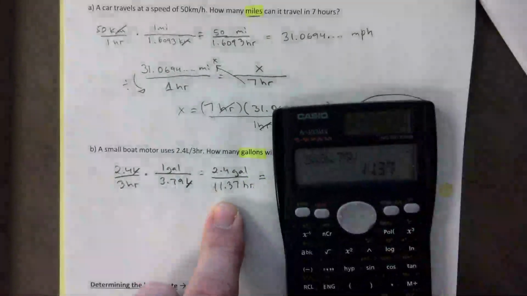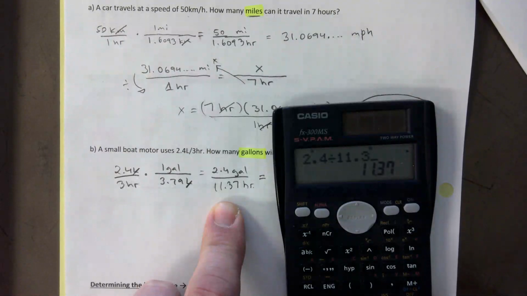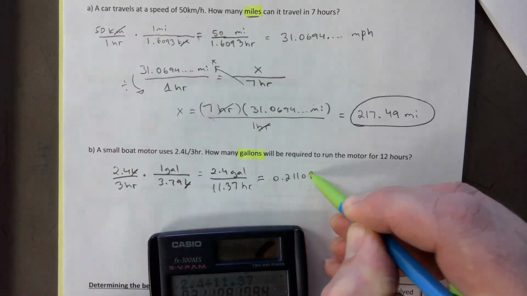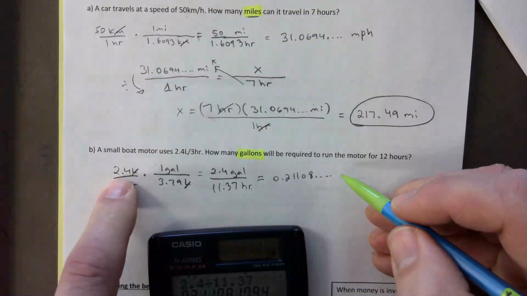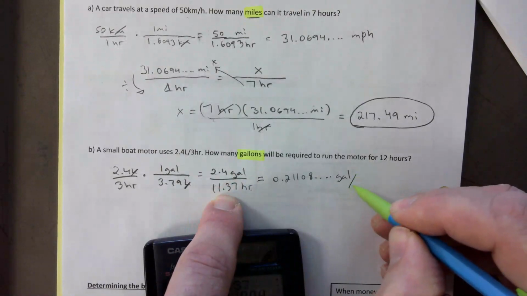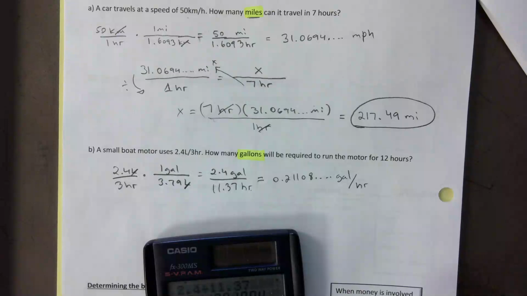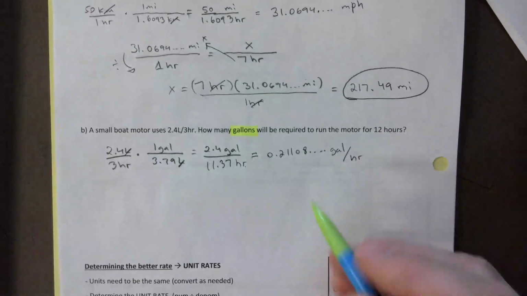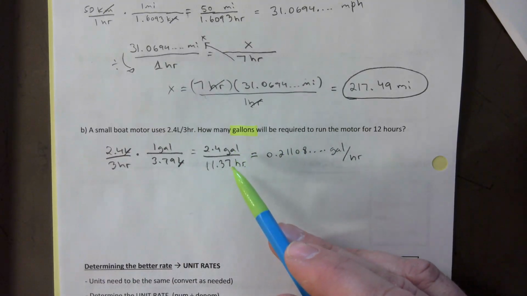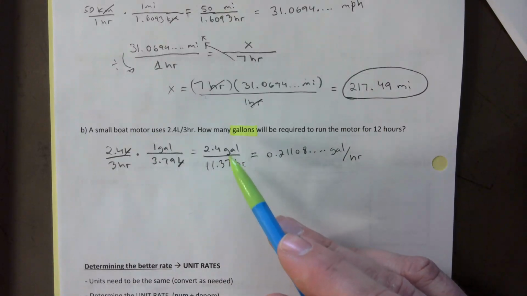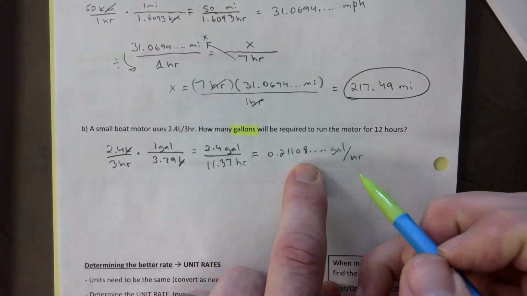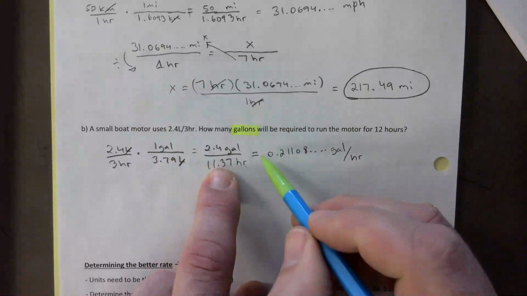So if you go 2.4 divided by 11.37, that is 0.21108 and something, and you're left with gallons, right, per hour, for 1 hour. This is what we call a unit rate. Every time you divide, this is a unit rate. This is just a regular rate where you have numbers other than 1, okay? You can use this or this. It's up to you. I'm going to use this because this one is too ugly here.